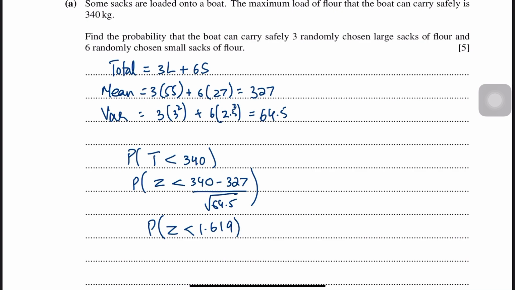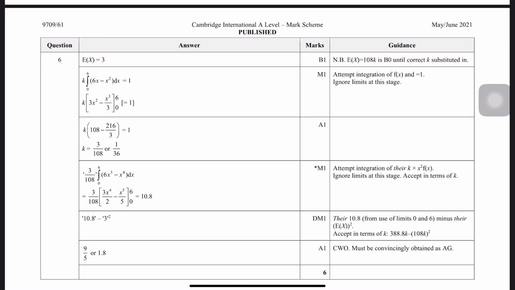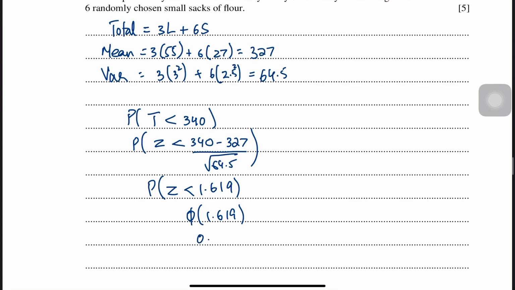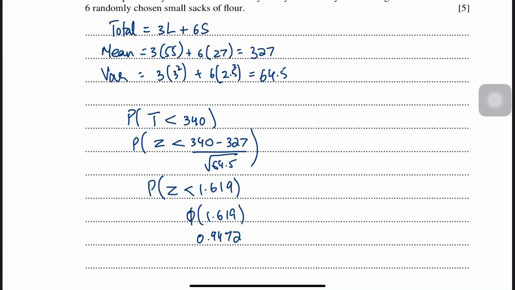0.619. It's 5 of 1.619. 0.9472. I hope that's the correct answer. Yes, that's the correct answer.